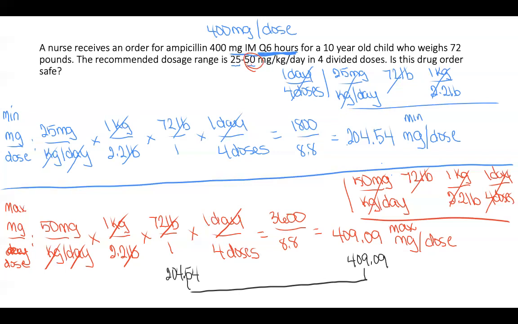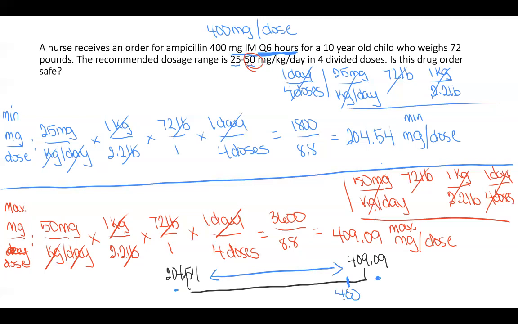And then you're going to take what the doctor ordered and you're going to plot it. So where does it fit in this? Is it less than 204.54? Is it more than 409.09? It's not. It falls probably right about here, right? 400. Okay, so as long as it falls in between these two numbers, it's a safe dosage. Okay, so all of that work and your answer is yes, this is a safe drug order.